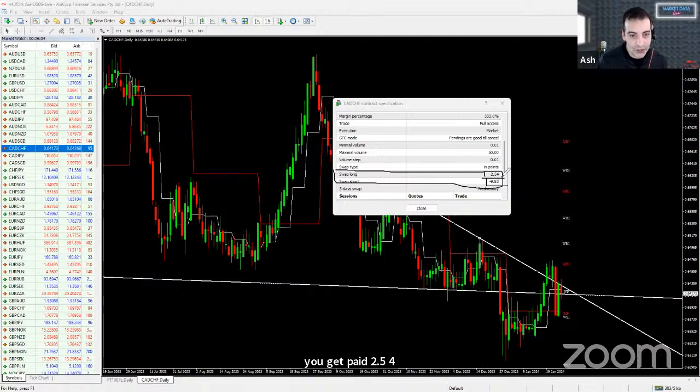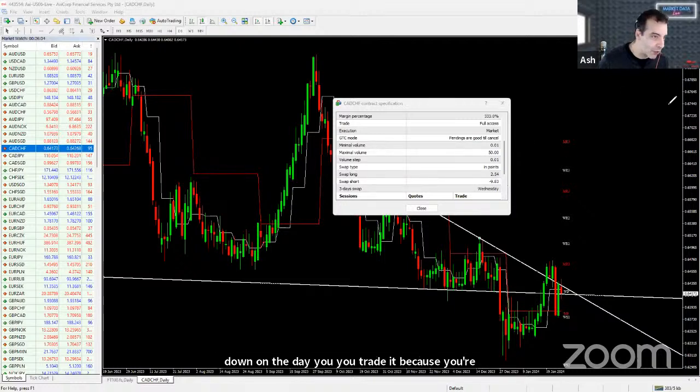So for every $10 you hold, they're going to pay you 2 effectively for every day. If you go short, they're going to charge you 9.83. So you better be right. This is coming down, and it's coming down on the day you trade it, because you're going to get charged every day, and it's going to eat into your profit.